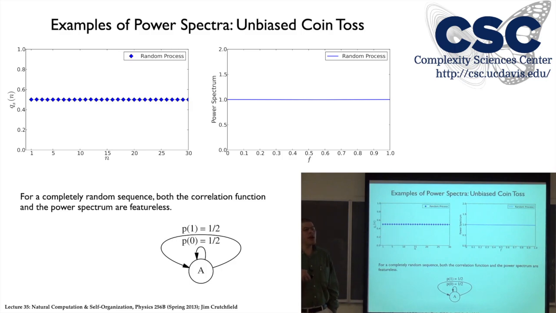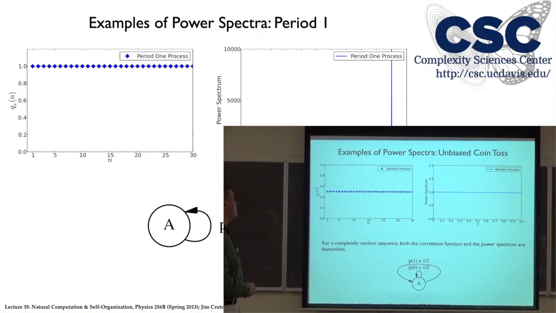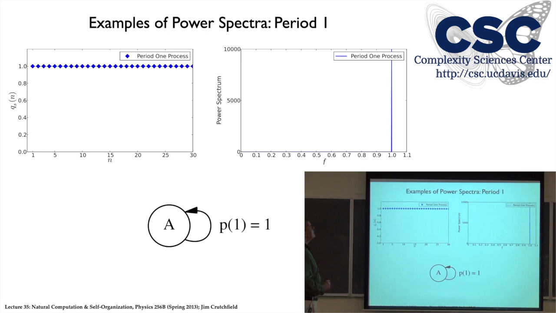I would now like to look at a process that's completely ordered. So I want to go to the other end of the spectrum, if you will, but spectrum in a different sense. Looking at something that has no disorder in it. And this is going to be the period 1 process. The period 1 process, written in terms of an epsilon machine, looks just like this. Again, it's a very simple process. It emits a 1 without fail each and every time. It has no memory associated with it. This is all that it does.